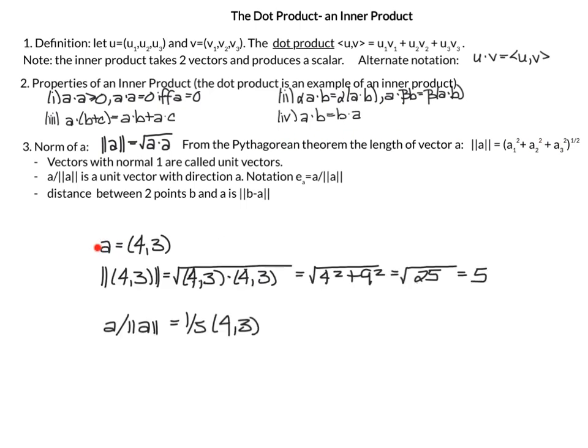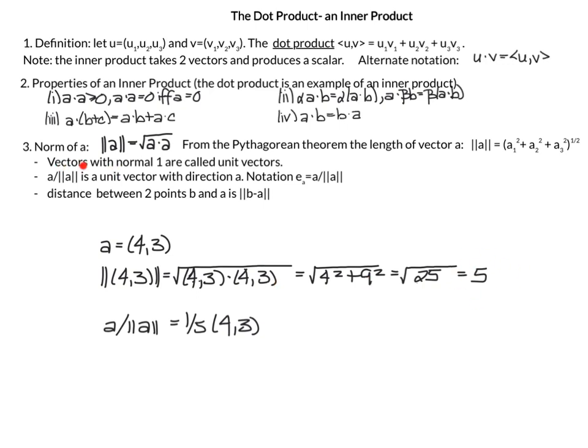A quick example. If A is equal to (4, 3), then the norm of (4, 3) is equal to the square root of (4, 3) dot (4, 3), which is the square root of 4 times 4, plus 3 times 3, which is equal to 5.